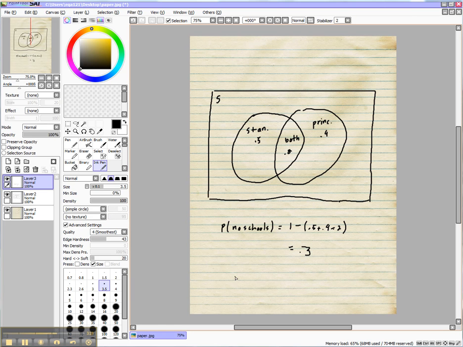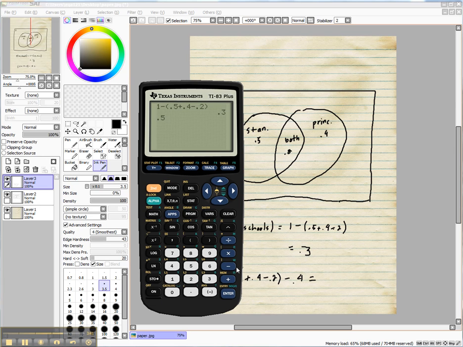We're going to go 0.5 plus 0.4 minus 0.2 and then minus 0.4. So 0.5 plus 0.4 minus 0.2 minus 0.4, which is 0.3.